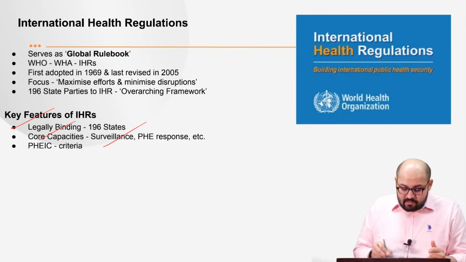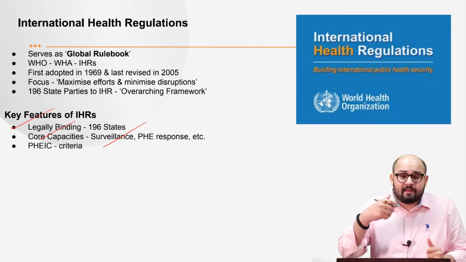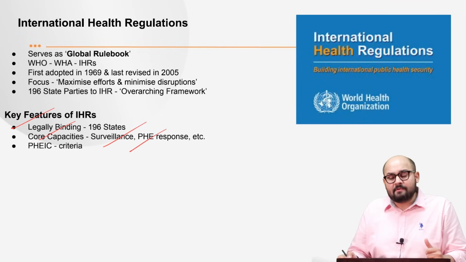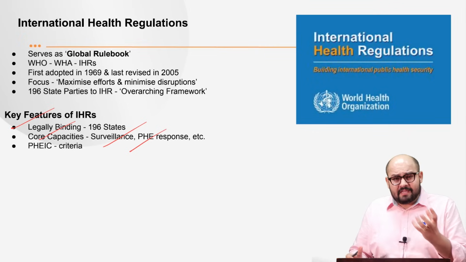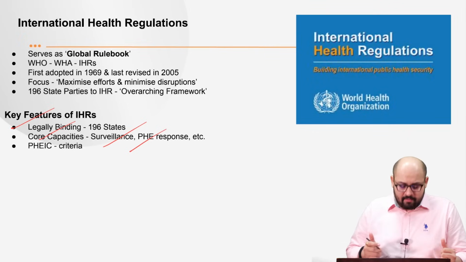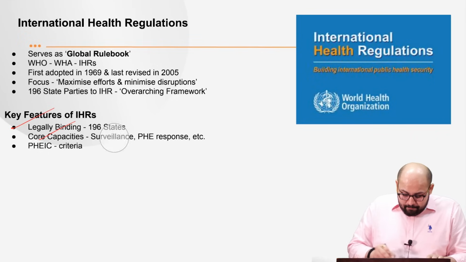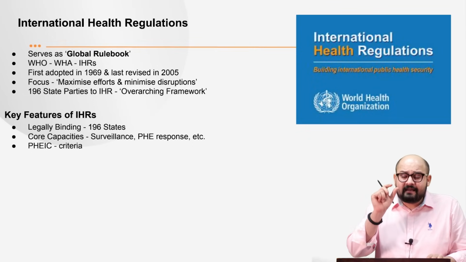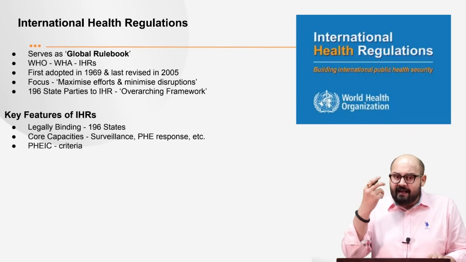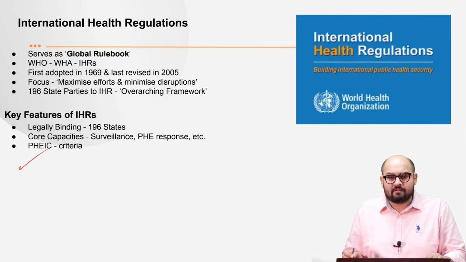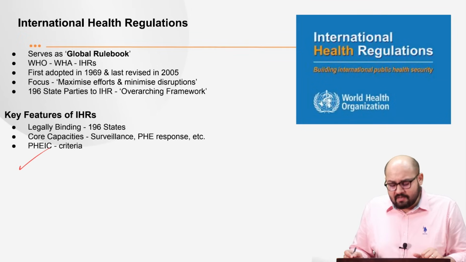For example, that of surveillance. For example, that of reporting of a disease. For example, that of laboratory. For example, that of public health emergency response, right? So these are the core capacities which the international health regulations delve upon. Then we have the public health emergency of international concern, right? So it determines the criteria as to what health emergency can be designated as a public health emergency of international concern. So these are the key features of international health regulations.